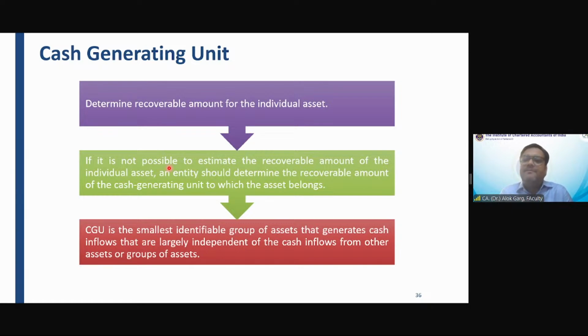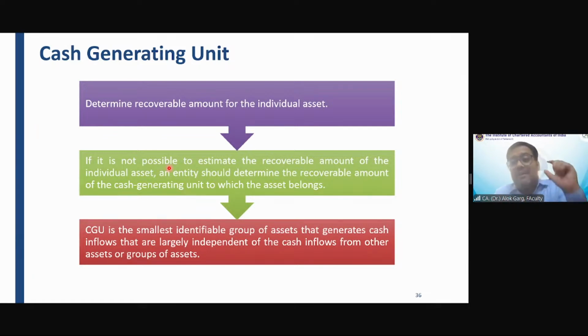So friends, the basic mantra, the basic rule is identify the recoverable amount for the individual asset. If it is not possible to determine the recoverable amount of the individual asset, then you need to find out a group, a smallest group to which this asset belongs to, right? So if the individual asset's fair value is not determined, then we will determine the recoverable value of the group to which this asset belongs to.